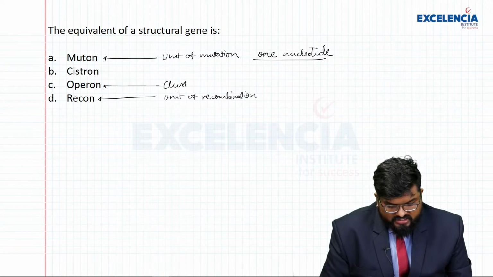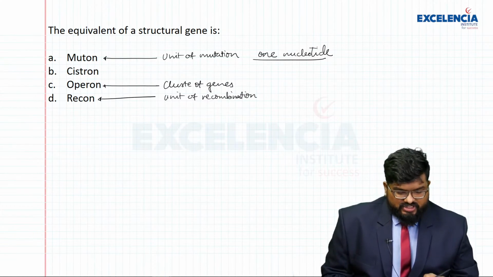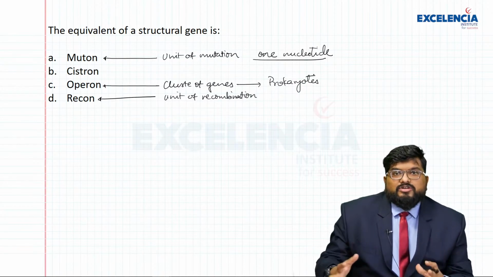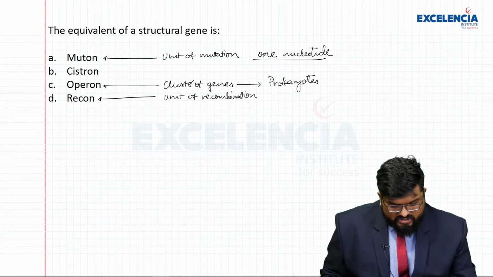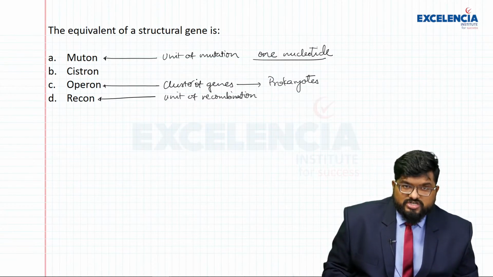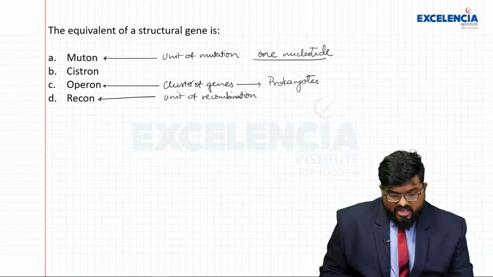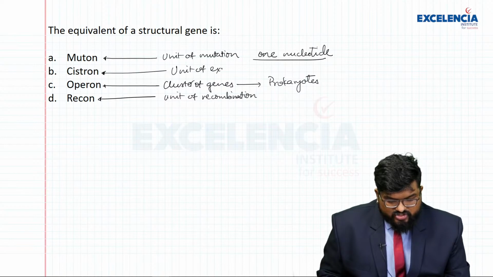Operon is what? Operon is a cluster of genes, right? Operon is a cluster of genes which is seen in prokaryotes, and they have a particular, common function. So operon is a cluster of genes that has a common function. Got it? So this is basically what operon is. Cistron is the unit of expression.